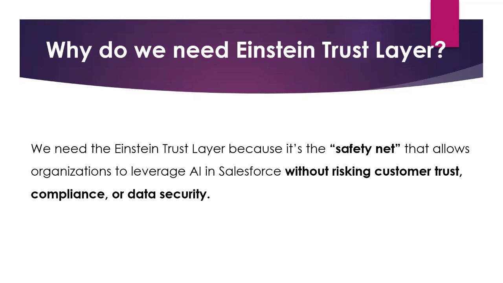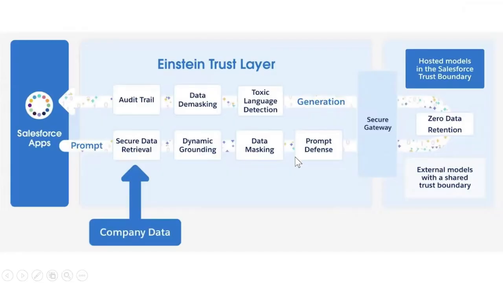No, this is the use of the Einstein Trust Layer. Now, let's see what the major core capabilities or core components of the Einstein Trust Layer are. In this Einstein Trust Layer, as you can see, first of all, from the various Salesforce apps, we make a prompt, and the prompt will be sent to the secure data retrieval.